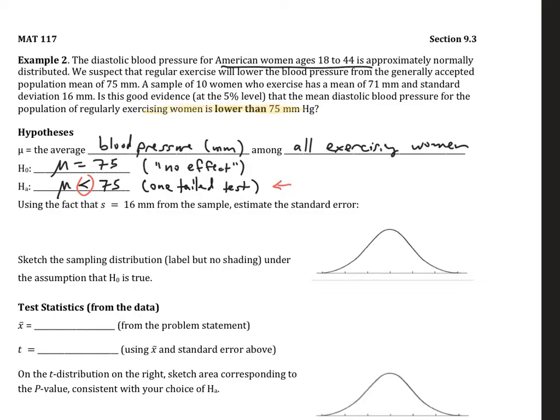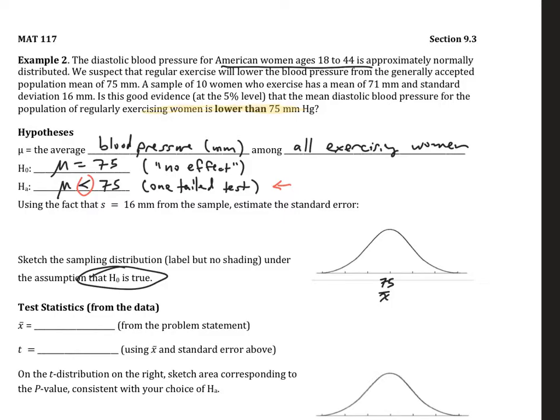All right, so now we're ready to draw our picture. We want to draw the picture of what the X-bar distribution would be, how the X-bars would be distributed under the assumption that H0 is true. If H0 is true, H0 literally says the mean is 75. So if that's true, then the middle of this distribution will be 75. So the center of that distribution always comes from the statement of H0.